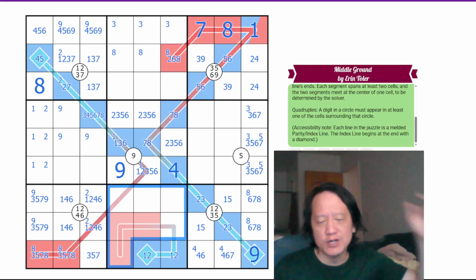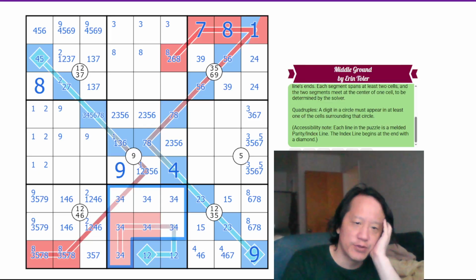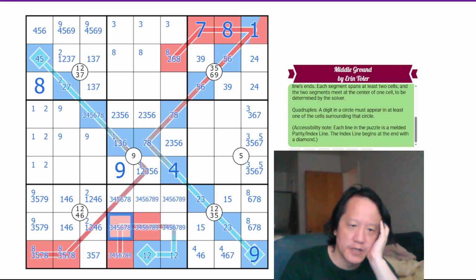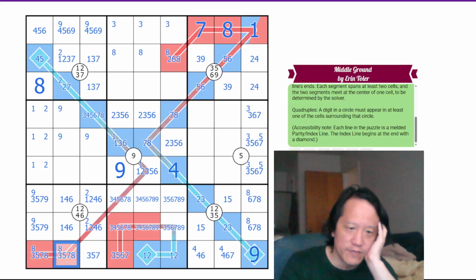Let's just fill in the rest of box 9. We have 3 through 9. Obviously no 9 here because of 9 in the column. No 4 here because of 4 in the column. No 8 here, no 4 here because of 8 and 4 in the row.